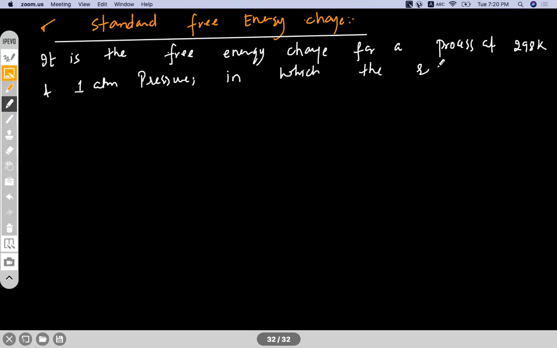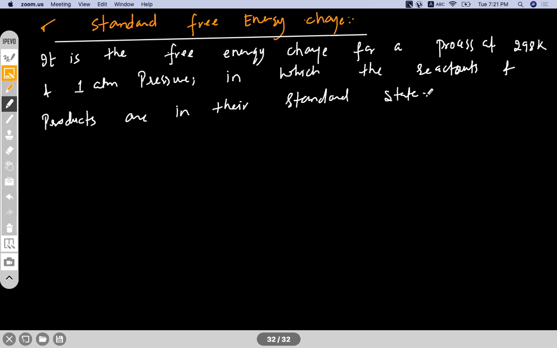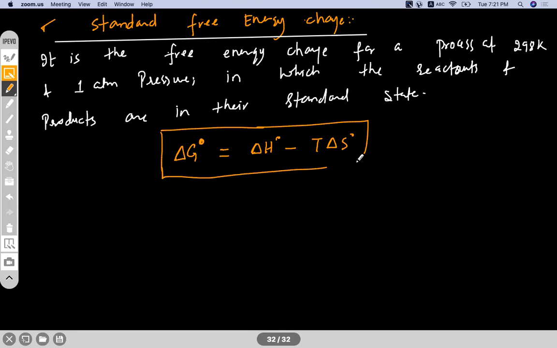in which the reactants and products are in their standard state. So at standard state, the Gibbs free energy is written as delta G naught. This naught means it is at standard state. So all the terms will be in their standard state: delta H naught, T delta S naught. This is a relation at standard state, and this is the standard free energy change.